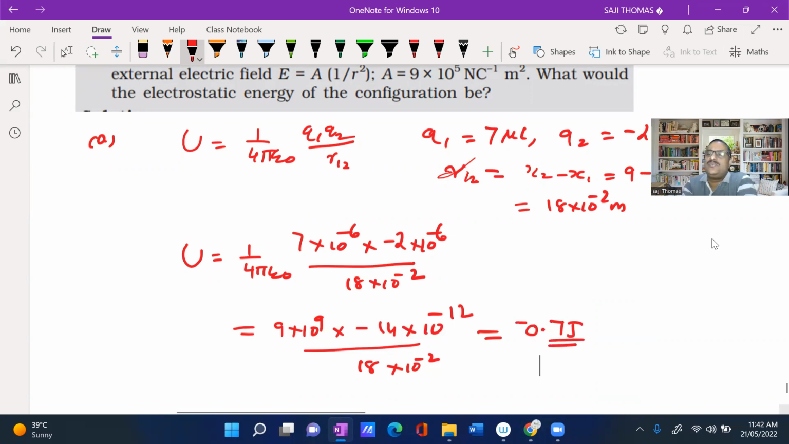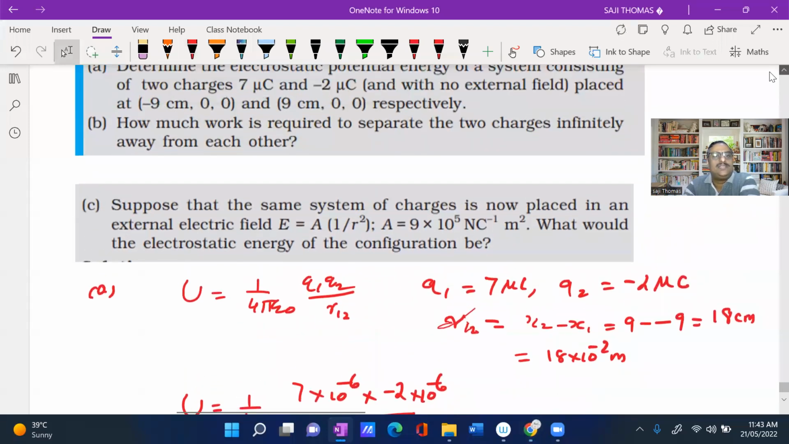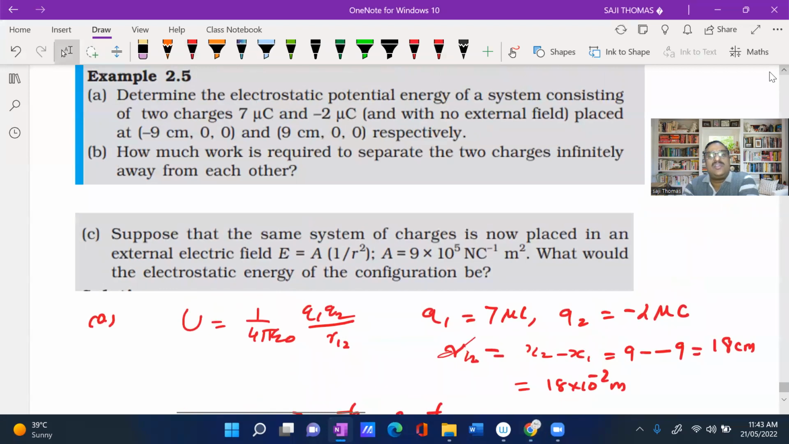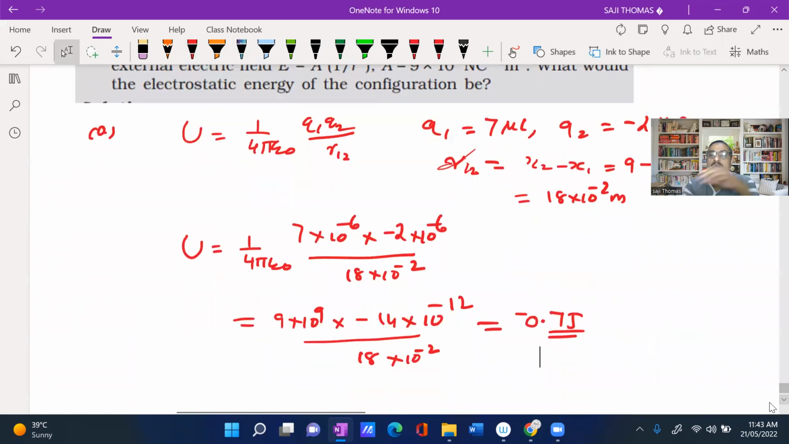So this is the potential energy of the system of 2-point charges, the given charges, in the absence of an external field. Okay. Now let us see the second question, B. How much work is required to separate the two charges infinitely away from each other? See, we define the potential energy of a system of charges as the amount of work done to assemble the charges from infinite separation to the present configuration. That is how we define the potential energy of a system of charges.